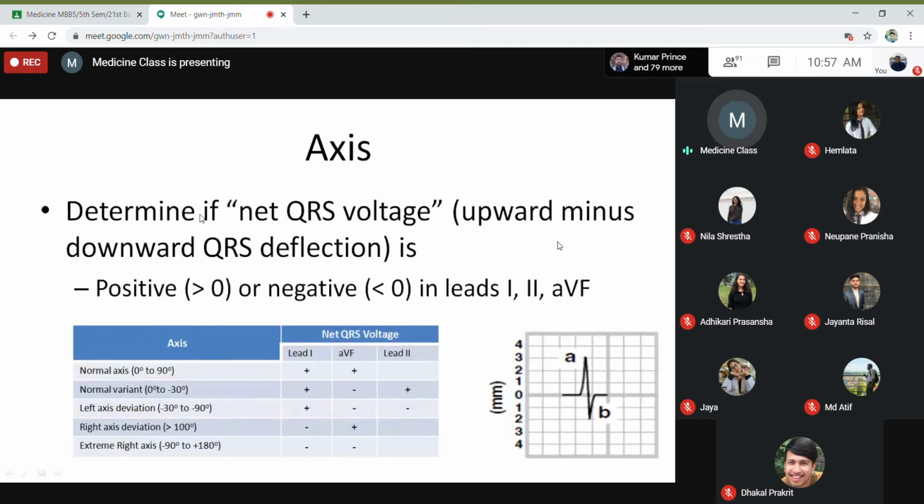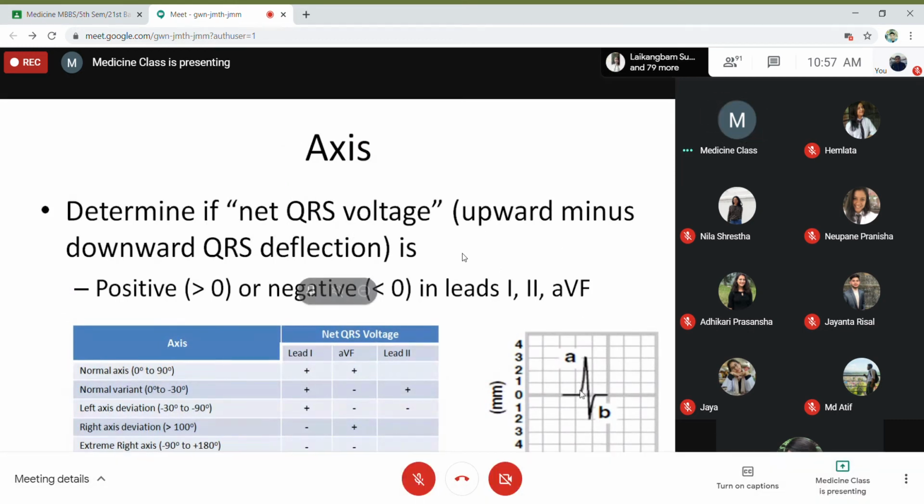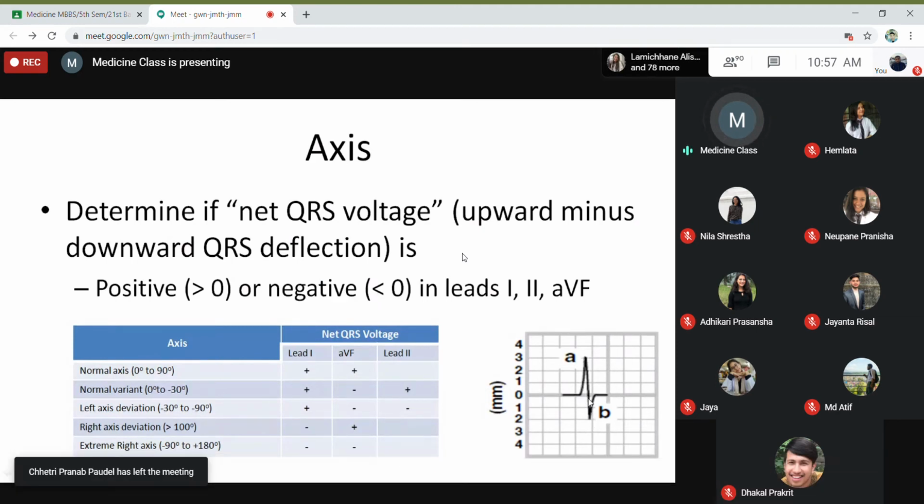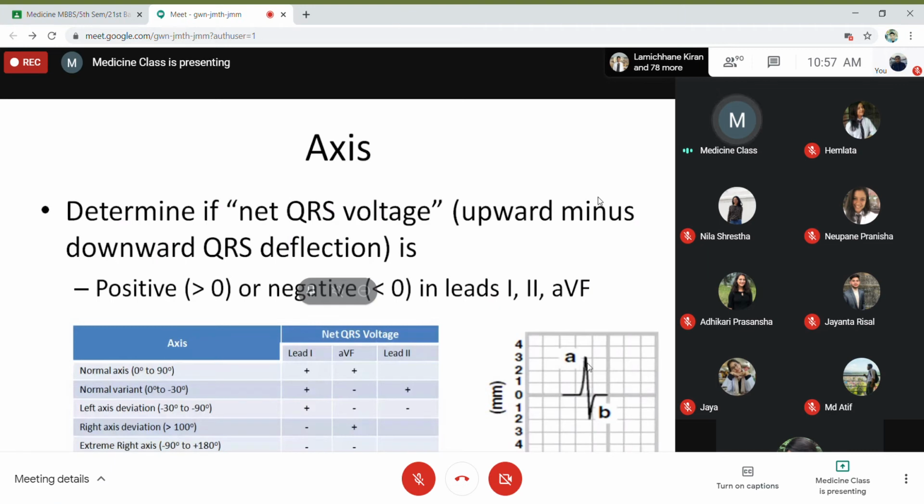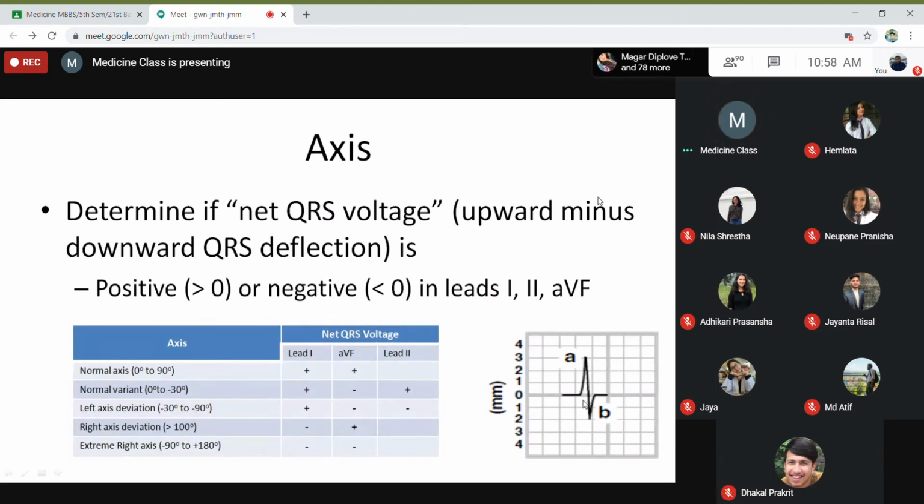We can determine the axis by looking at the net QRS voltage. That means if you look at this QRS complex, there is an upward elevation and downward depression as well. So the net would be, suppose there are 3 squares over here, and there are 2 squares over here. So this is +3 -2, which means it's +1. This net voltage is +1.